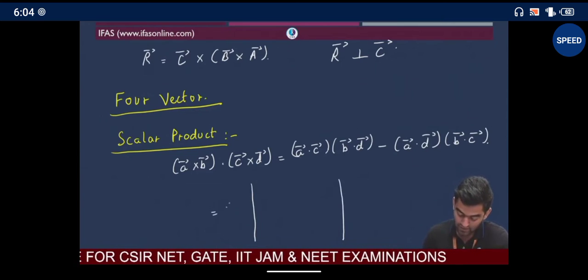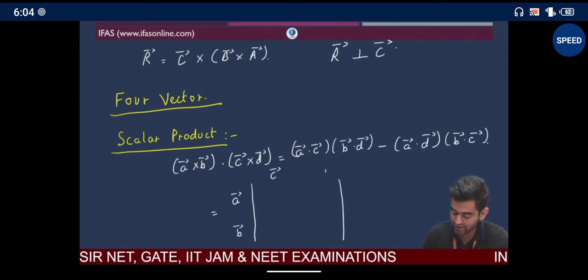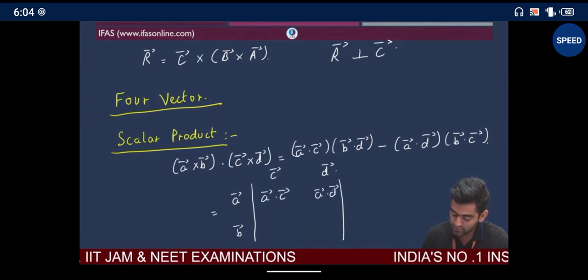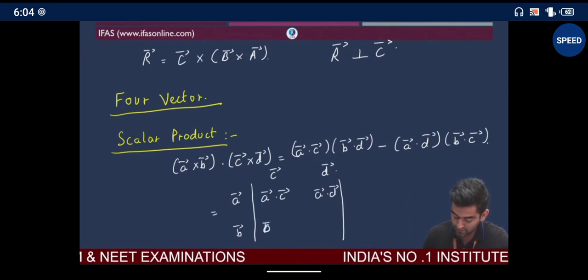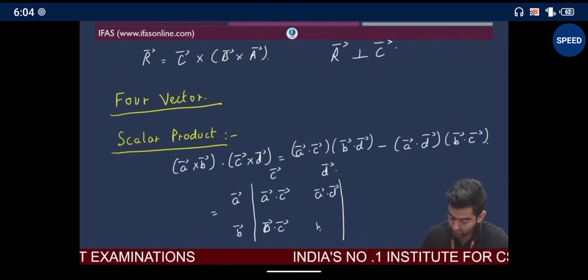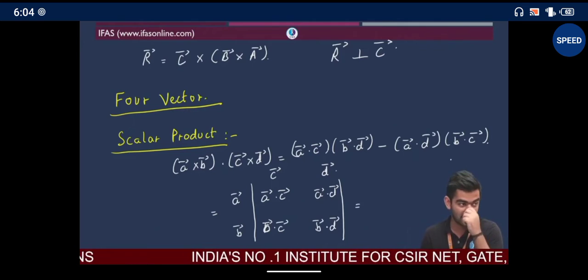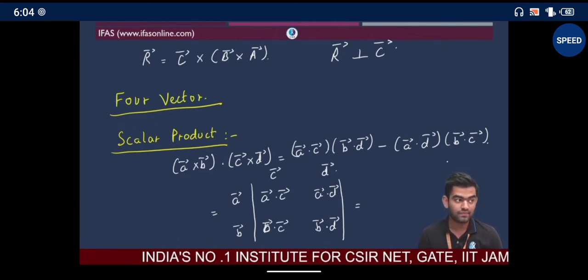Make a matrix, write a vector here, b vector here, and c vector here, and d vector. Simply multiply a vector dot with c vector, a vector dot with d vector, b vector dot with c vector, and b vector dot with d vector. And simply take the determinant of this quantity, you are going to get it. That is the way to calculate the scalar product of the four.